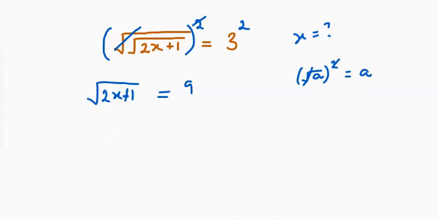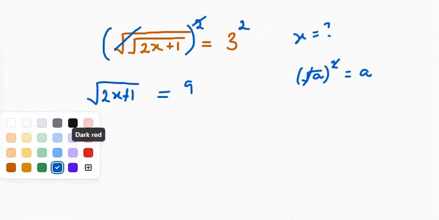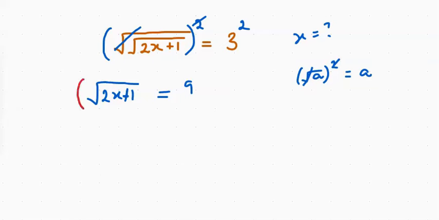Okay, again we have another square root, so let's go ahead and square both sides. Okay, so here we square this side and equally square the right hand side. We know squaring will cancel the square root, and here we have 2x plus 1, which is equal to 9 squared, which is 81.